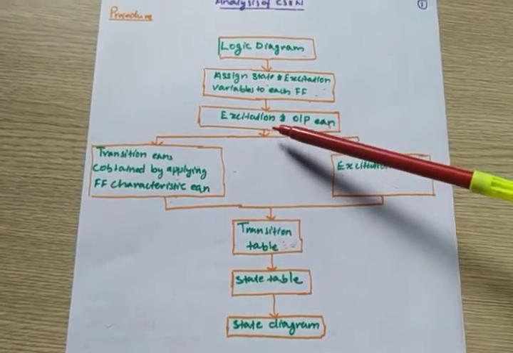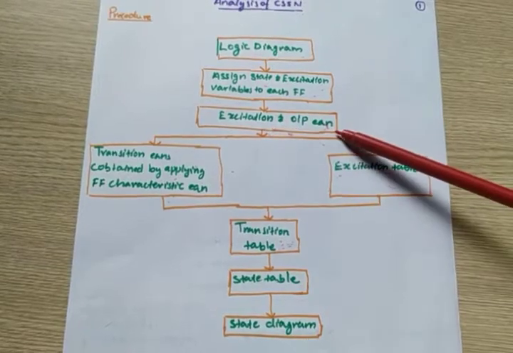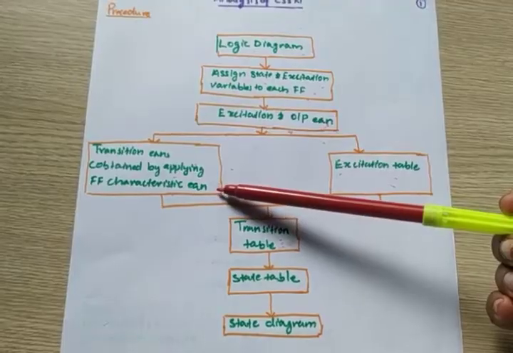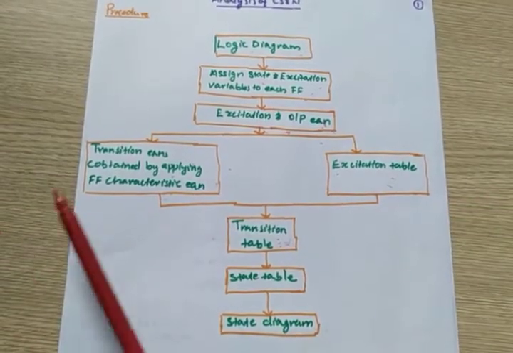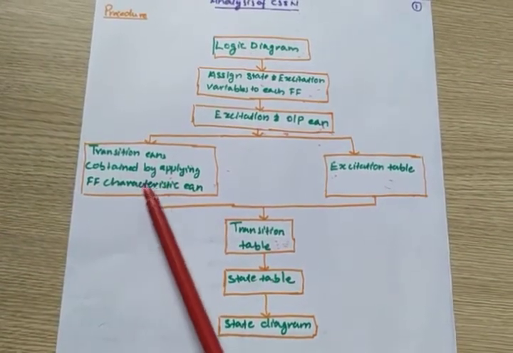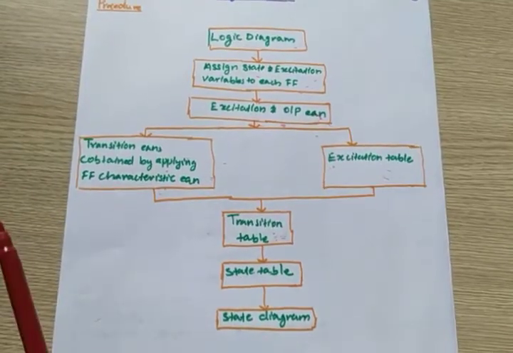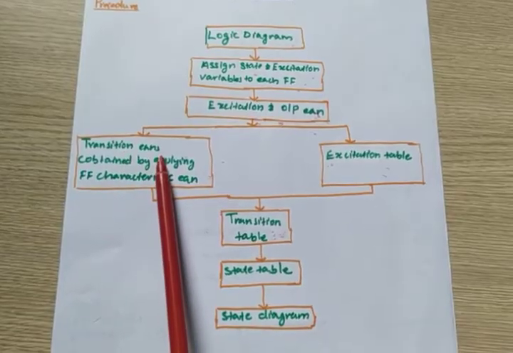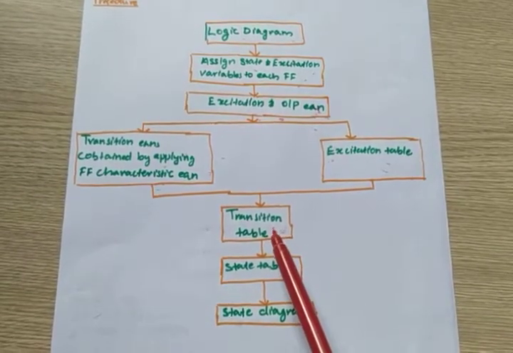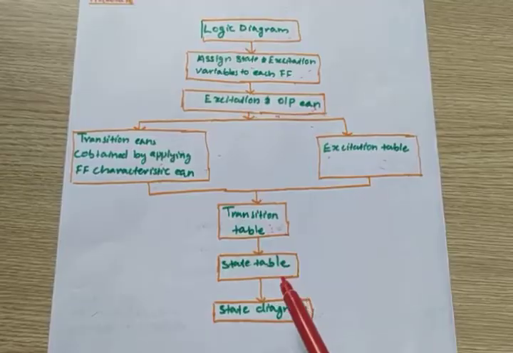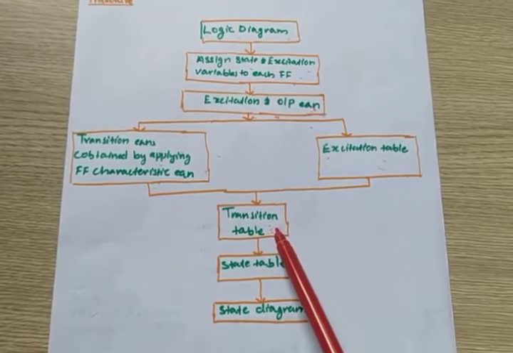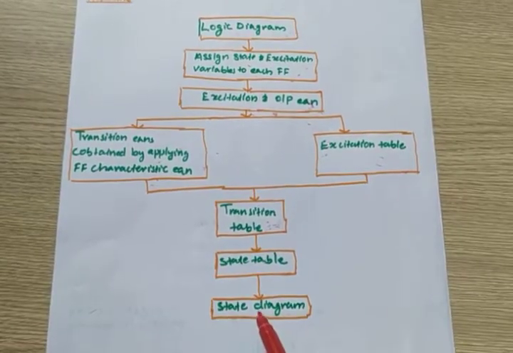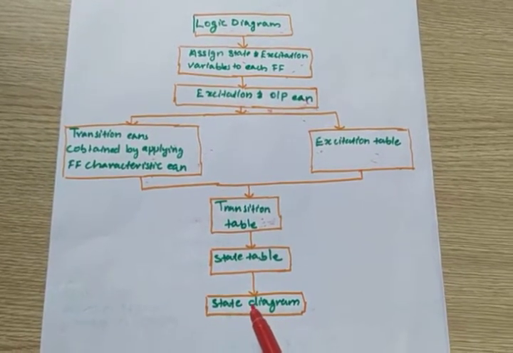After writing the excitation and output equation, you write the transition equation. How to write the transition equation? This transition equation is obtained by applying the flip-flop's characteristic equation. You should know the characteristic equation of the flip-flop. From that you can write the transition equation. Then you can write the transition table, and from the transition table you will be able to get the state table. From the state table you will be able to draw the state diagram of the machine.